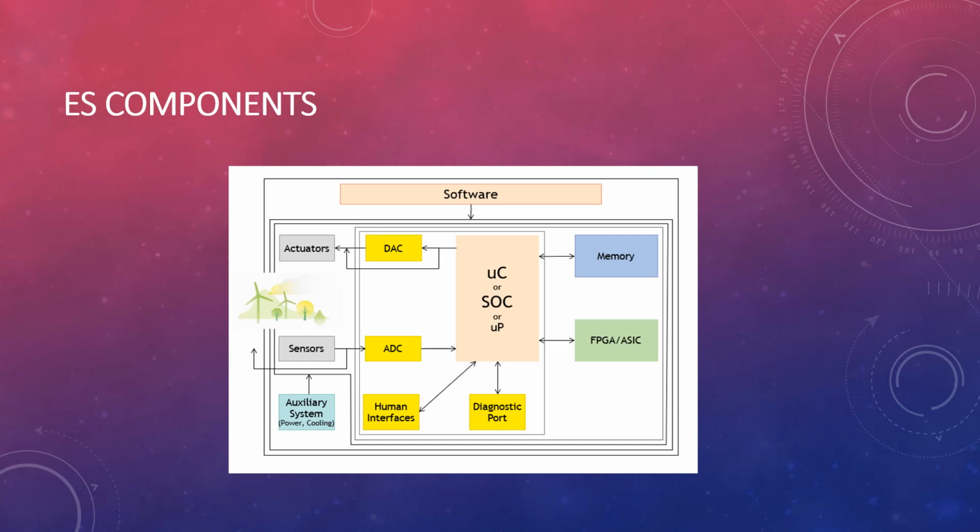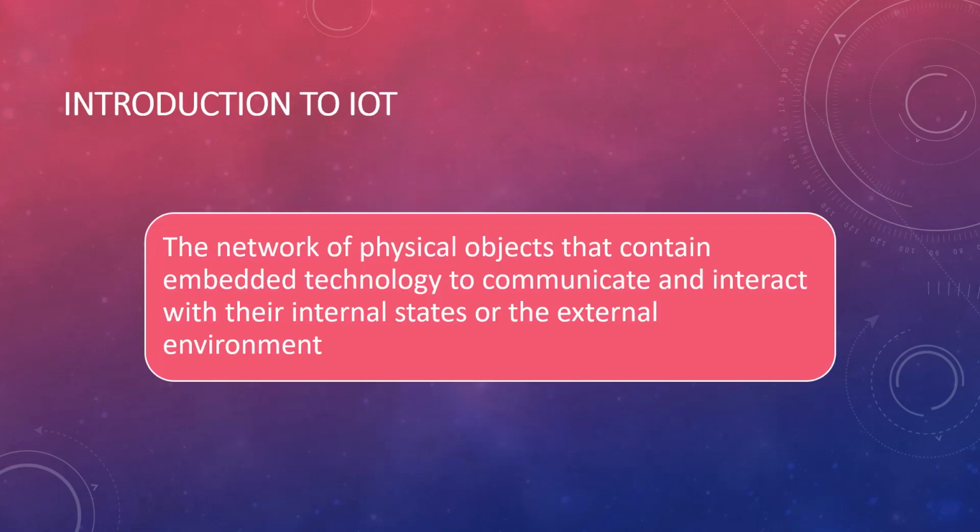Then we have diagnostic ports. Maintenance, and it is used for maintenance and debugging. This port allows for external tools to be connected to the system for monitoring, debugging, or updating the system software. It's critical for troubleshooting and ensuring the system operates correctly. So these were all the components which are used in embedded systems. Now let's talk about IoT, Internet of Things.